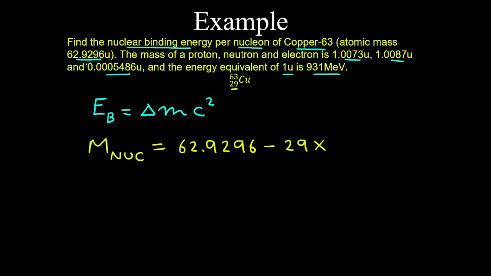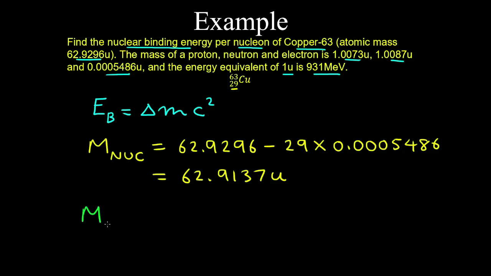And we're given the mass of an individual electron, which is 0.0005486 atomic mass units. So therefore the mass of the nucleus is 62.9137 atomic mass units.